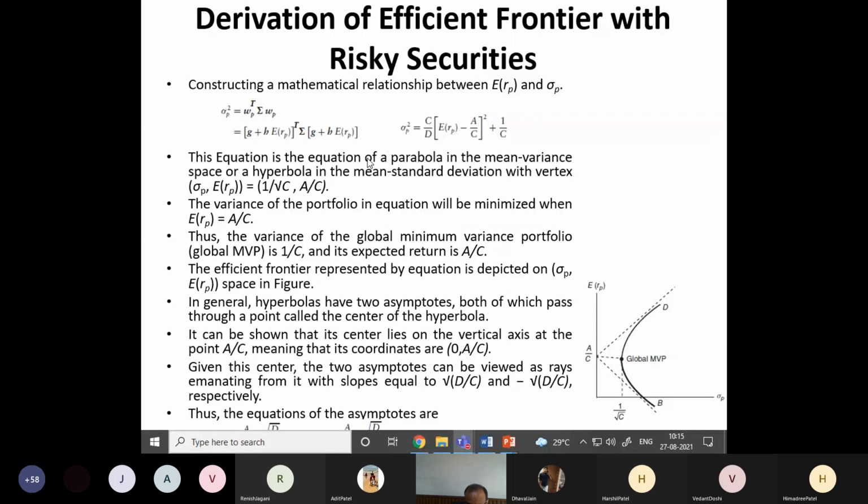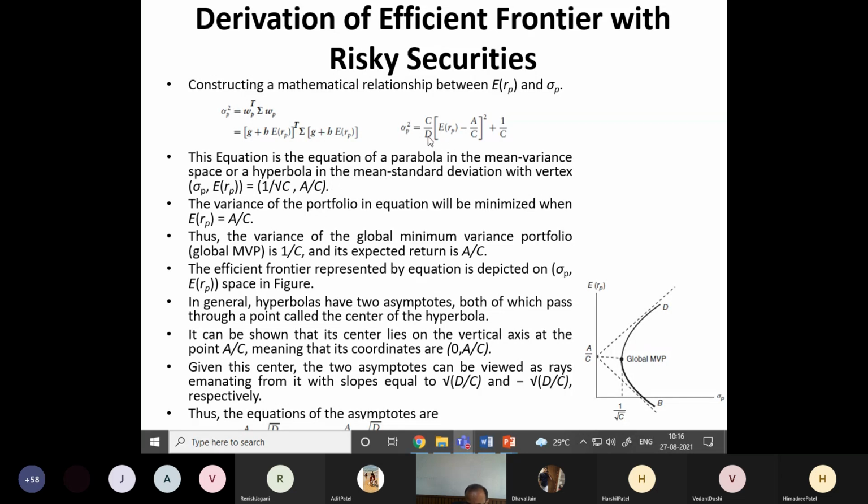If you plot this equation, this is the equation of a parabola, but it is in mean variance space. So if you plot sigma p square versus ERP, this is the equation of the parabola. You can compare it with the standard equation of a parabola. But usually we plot in an ERP sigma p plane, that is return and standard deviation, because we are not taking sigma p square on the x-axis, we take sigma p. So we have to take a root of it. So this equation becomes the hyperbola in mean standard deviation space.